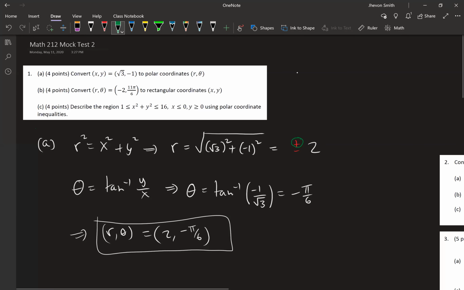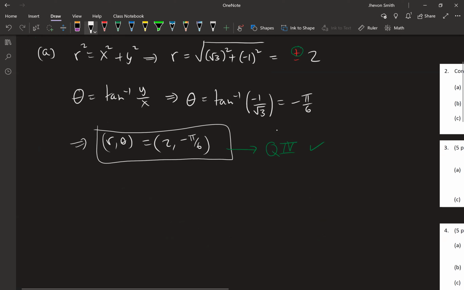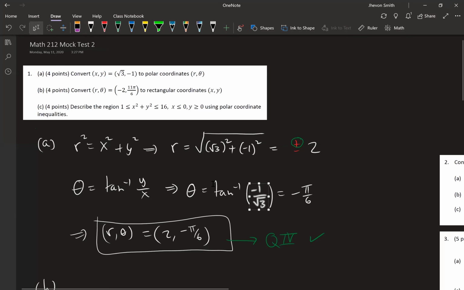And you can double check. You realize that this is actually going to be in Q4. And so that's correct, because radical 3 comma minus 1 is in quadrant 4. So no reason to doubt those answers as long as you know your trig well enough to know where your tangent would give you that.